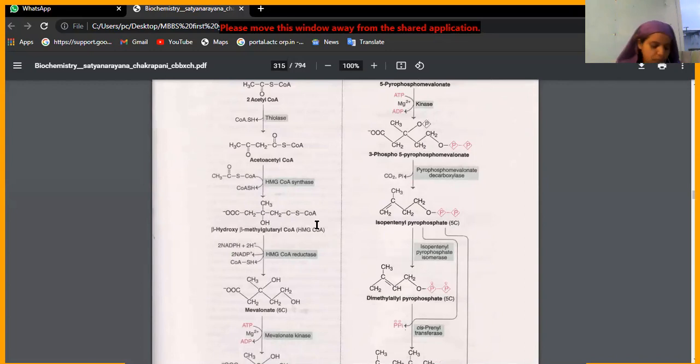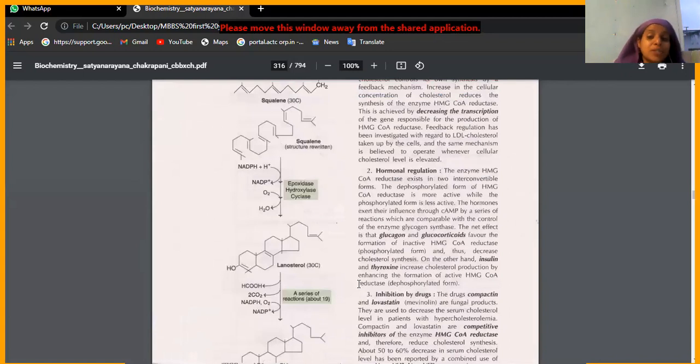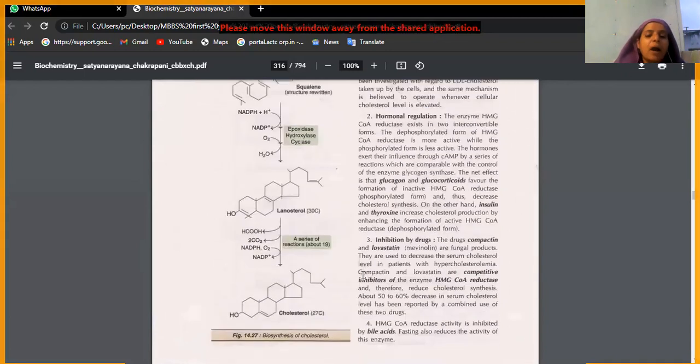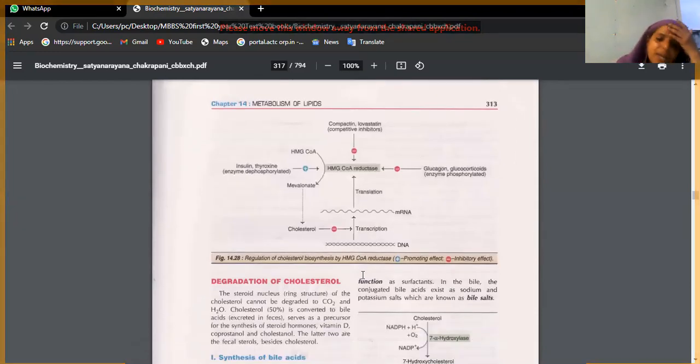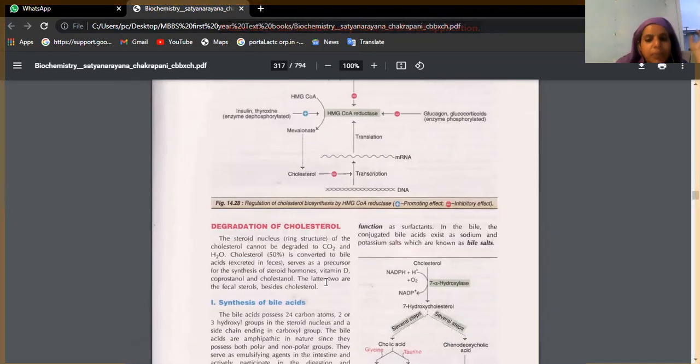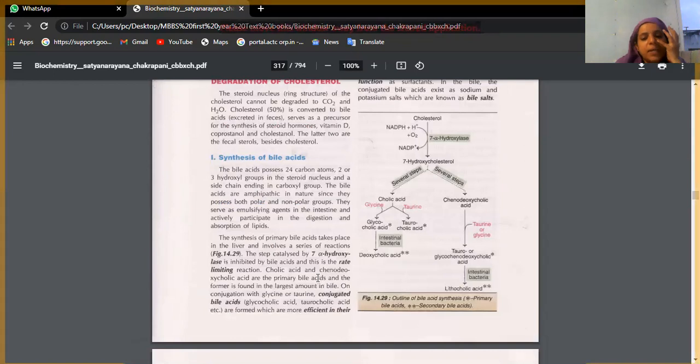Then I thought I will choose one essay, right? What are the important things synthesized from cholesterol? I told you that one day. All the steroid hormones are synthesized from it. So what are the steroid hormones we have? Testosterone, estrogen, progesterone, aldosterone, they are all synthesized.